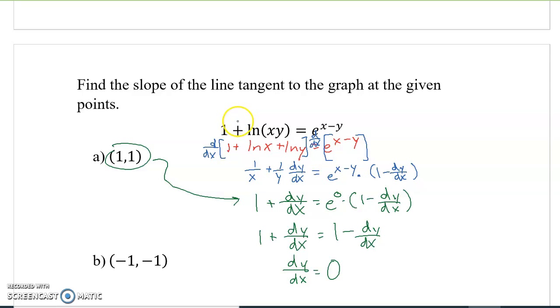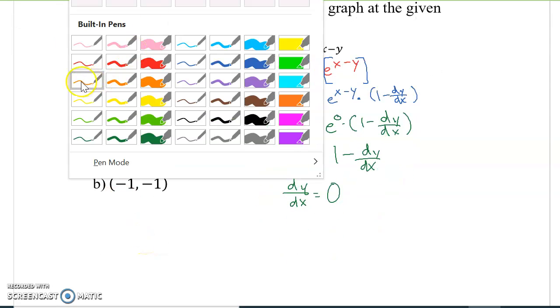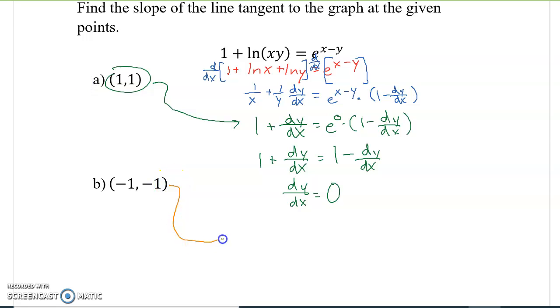This might be kind of a fun thing to graph. I'm not really sure what it looks like, but at the point (1, 1), we would expect to have a horizontal tangent line. What about at (-1, -1)? Let's take a look and see. Again, take that blue equation and put your x values of -1 and -1 in for x and y. We get -1 minus dy/dx equals, well, it's still e to the 0 times 1 minus dy/dx.